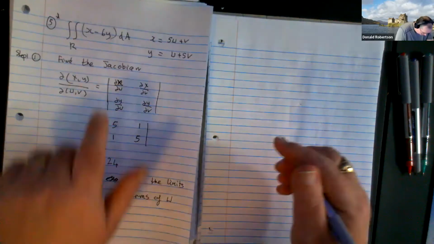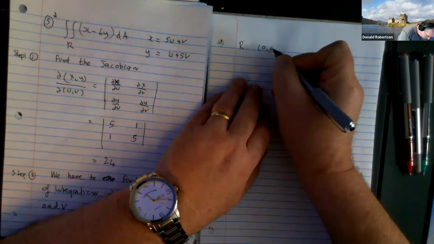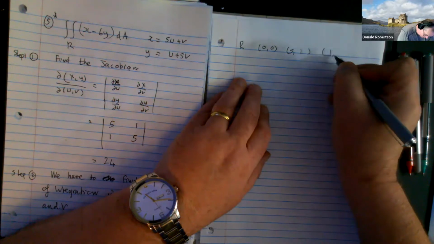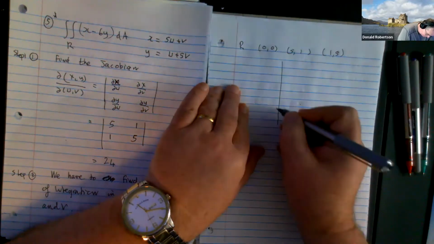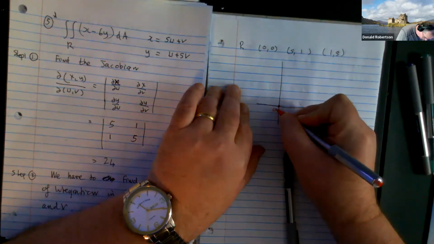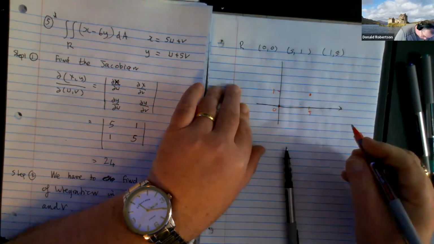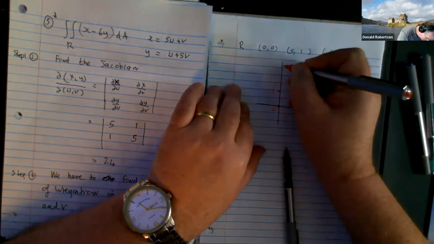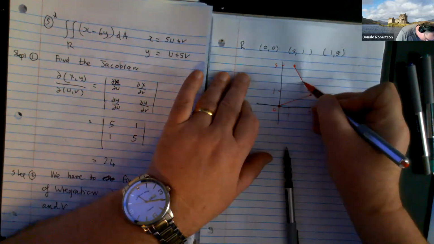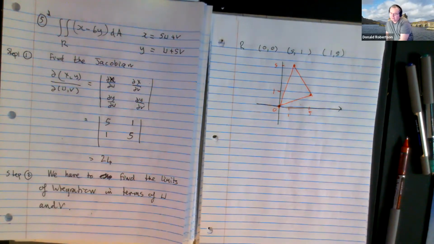Now, what I haven't told you yet, so I'm going to write it down here, is that the region that we're going to be integrating over is a triangle that uses these 3 coordinates. So there's 0, 0. Here is 5, 1. And here is 1, 5. Are you comfortable? Doesn't need to be to scale, but are you comfortable that is R?